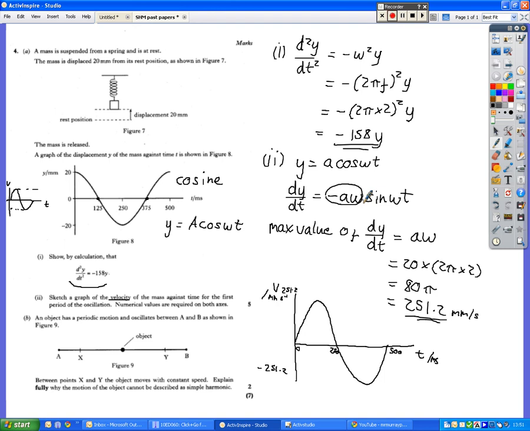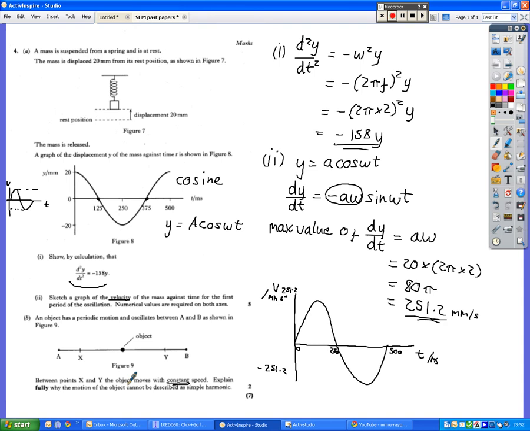Part B, a written sort of question. An object has a periodic motion and oscillates between A and B as shown in figure 9. Between points X and Y, the object moves with a constant speed. Explain fully why the motion of the object cannot be described as simple harmonic. Well, that's your key phrase there, is constant speed. You know from looking at the graphs of acceleration in simple harmonic motion, there is an acceleration happening there, so that the speed can't possibly be constant.